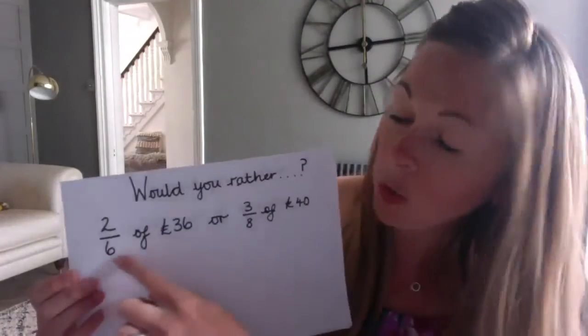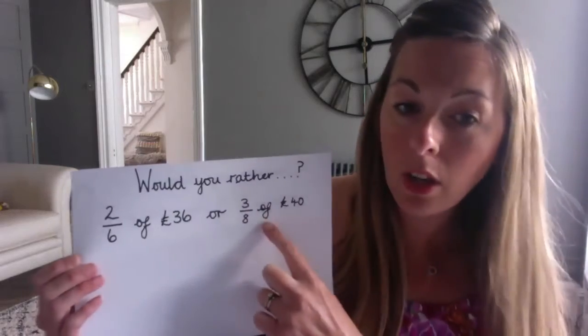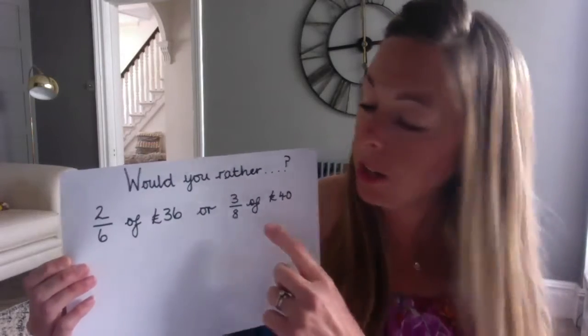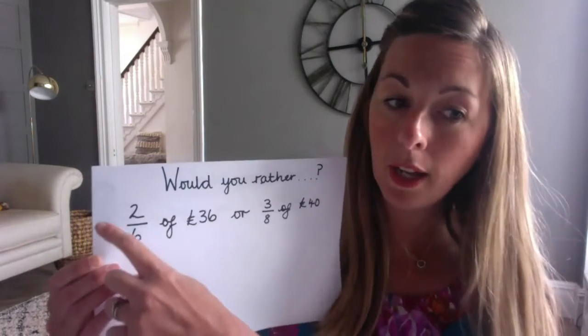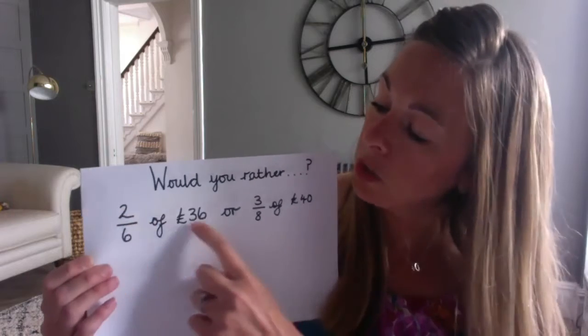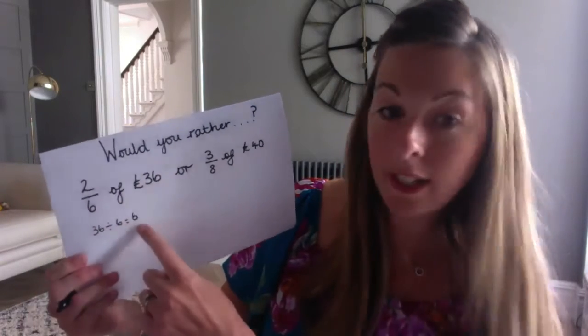So this time I'm asking you to find out whether you would rather 2/6 of £36 or 3/8 of £40. So if you remember the rhyme, I've got to divide by the bottom and I've got to multiply by the top. So the first thing that I've got to do is divide by the bottom. So 36 divided by 6. So it's asking you how many 6s are there in 36. Well, I know that there are 6 6s in 36. So 36 divided by 6 is 6.